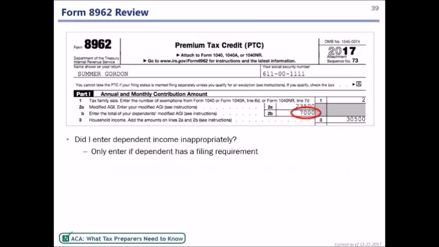Dependent income. They've changed the look of this form just a little bit this year. Dependent income is on 2B. Are we entering dependent income appropriately? Does this dependent have a filing requirement? If you see a number there like 1,000, then I would ask whether that is correct, because we know that you need dependent income in excess of, I think, 6,350 in wages to have a filing requirement. So you want to investigate that a little bit more and see if they really had a filing requirement.